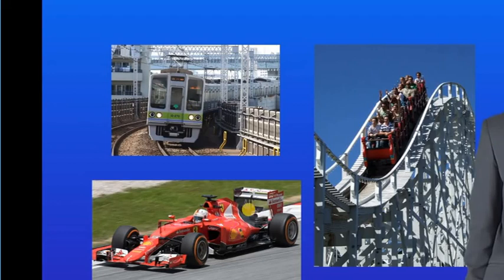A Formula 1 car has a low base, and even the modern Formula 1 cars have these big wide tires. That's for you, Tuna, you were asking about it. They have big wide tires, and that gives them more stability.